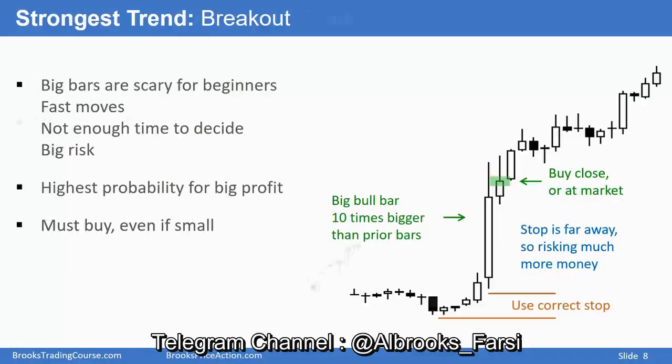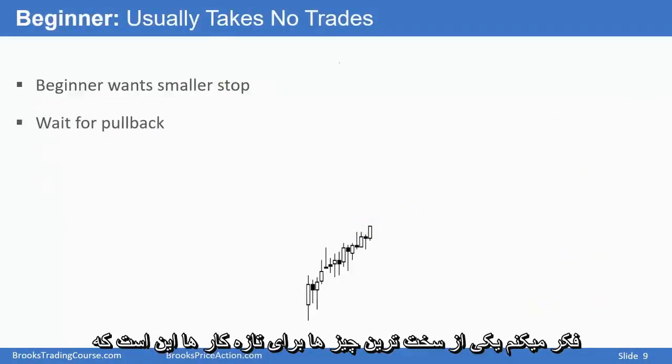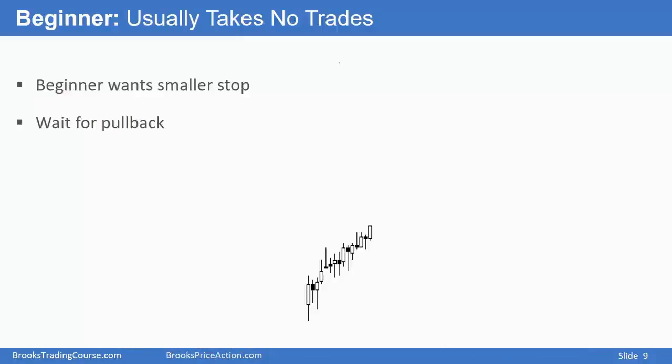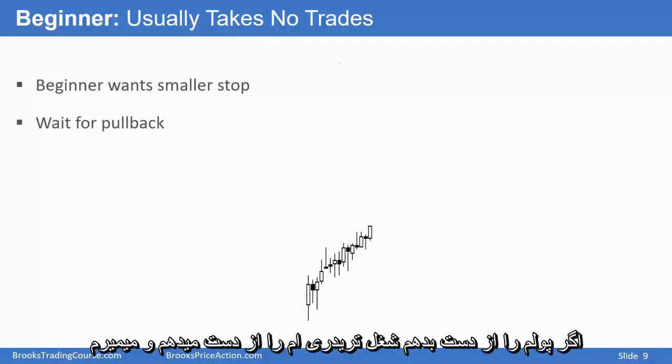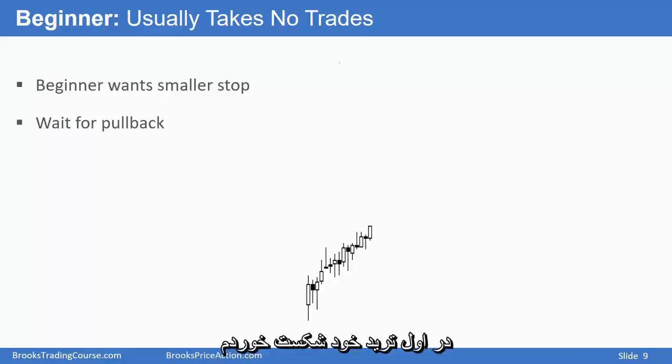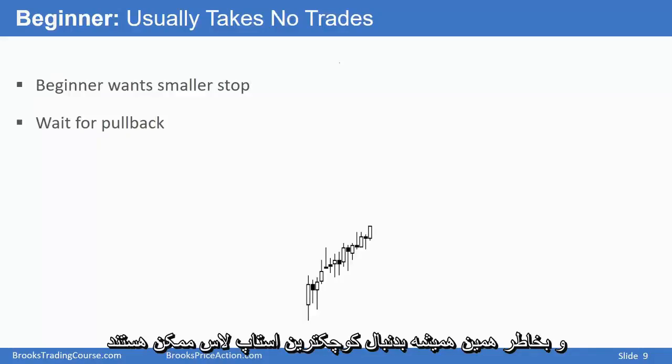I think one of the hardest things for a beginner is all they think about is risk. I can't lose money. I work so hard to get this account so that I can trade. And if I lose my money, I lose my trading career. I die. My trading career has died. So all they focus on is risk. And because of that, they're always looking for the tightest possible stop.